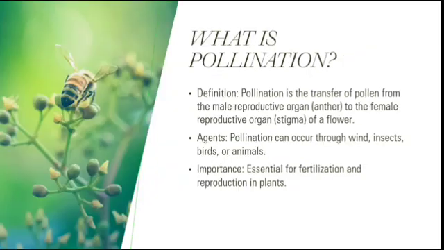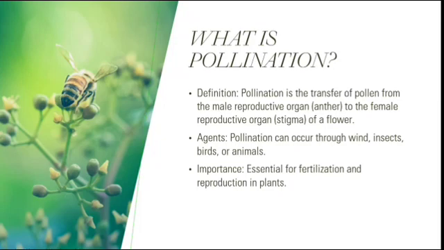Let's go. So pollination is the transfer of pollen from the male reproductive organ, the anther, to the female reproductive organ, the stigma of a flower. Pollen is just like a seed of a flower, the reproductive part of the flower. The transfer of this pollen from one flower to another is what we call what? Pollination. The male reproductive organ of a flower is called the anther, and the female reproductive organ of the flower is called the stigma.